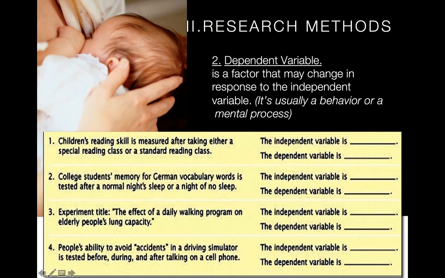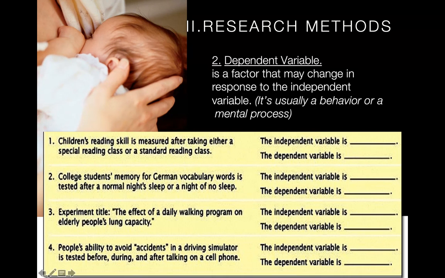So here, if we're talking about different types of scenarios and what the variables are. So let's say number one, a children's reading skill is measured after taking either a special reading class or a standard reading class. What would be the independent variable? In that case, it would be the type of reading class. And then for your dependent variable, it would be the child's reading skill.